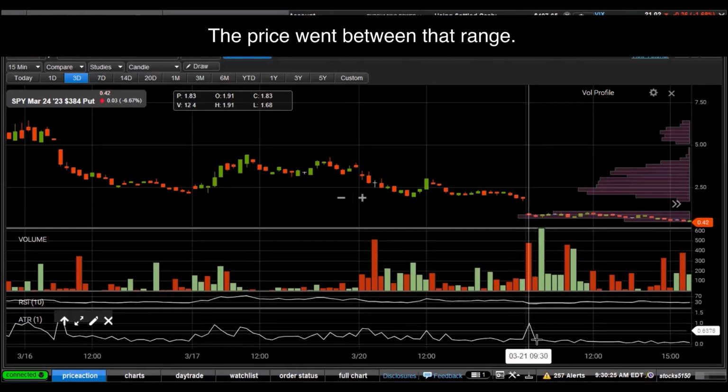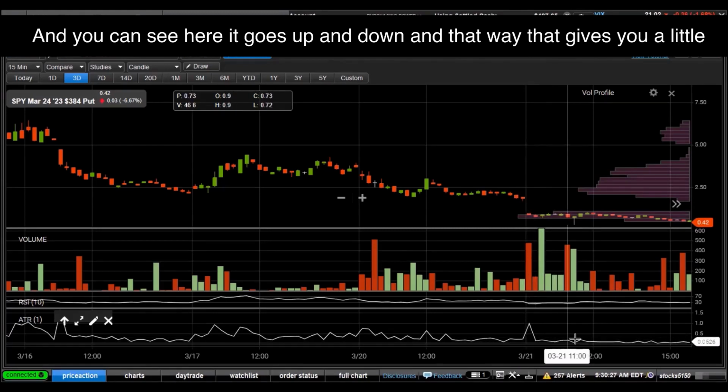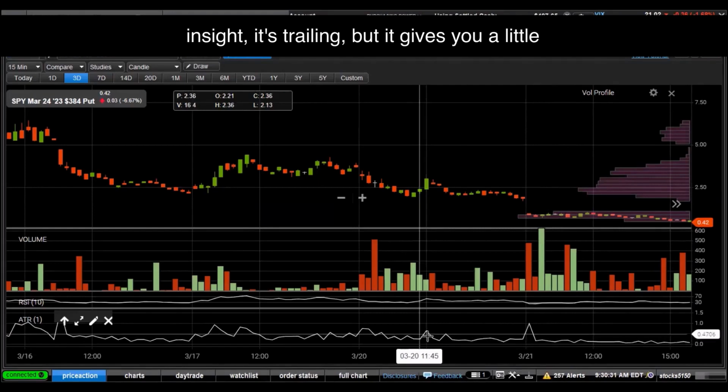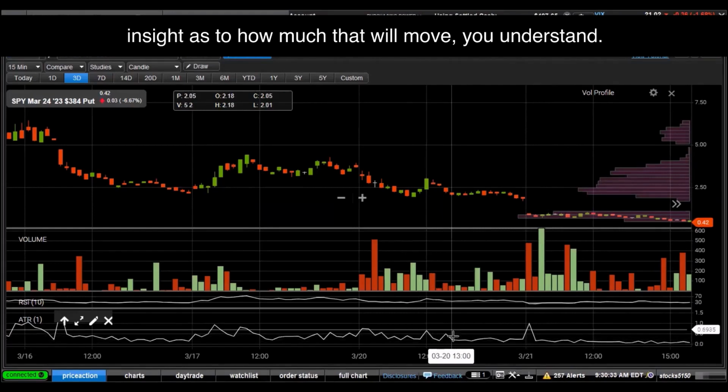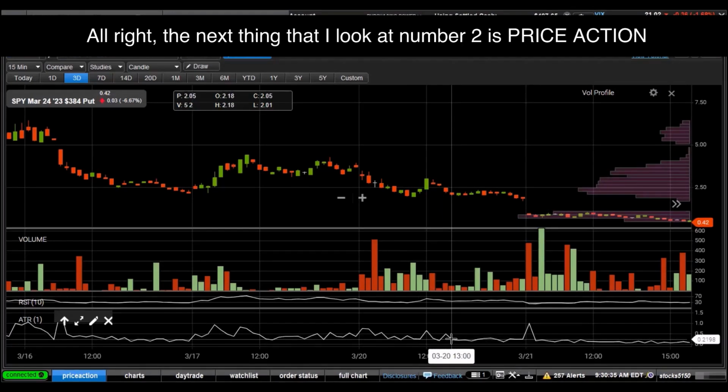The price went between that range, and you can see here it goes up and down. That gives you a little insight. It's trailing, but it gives you a little insight as to how much that'll move. You understand? All right. Next thing that I look at, number 2, is price action.